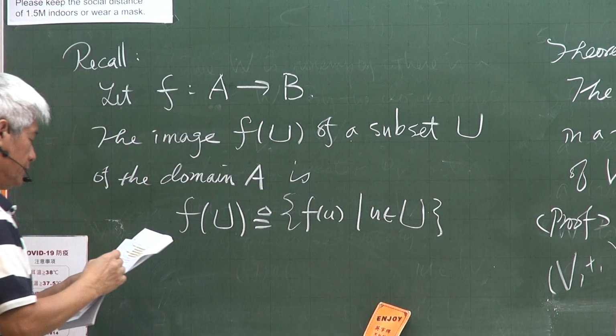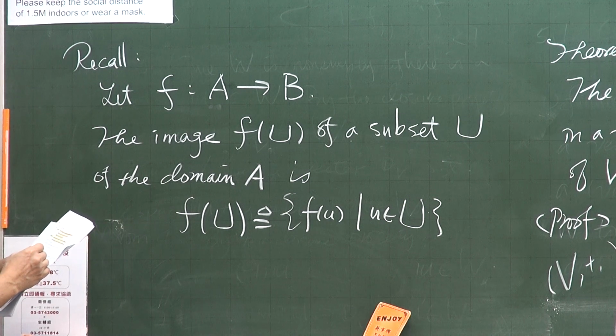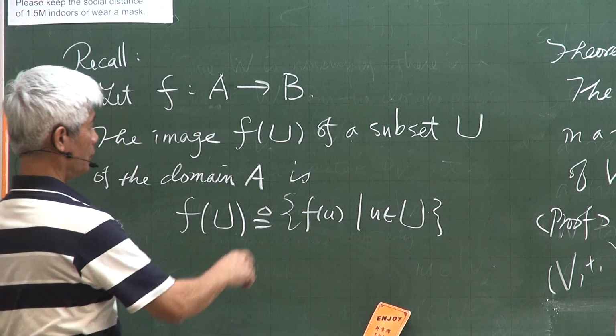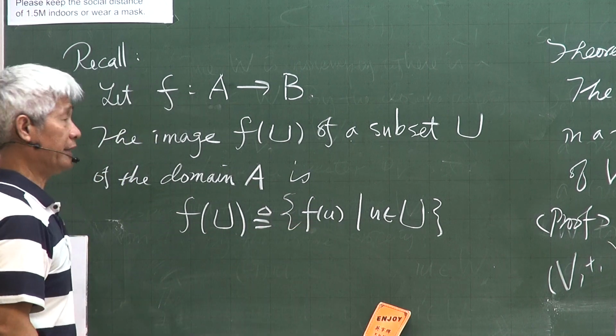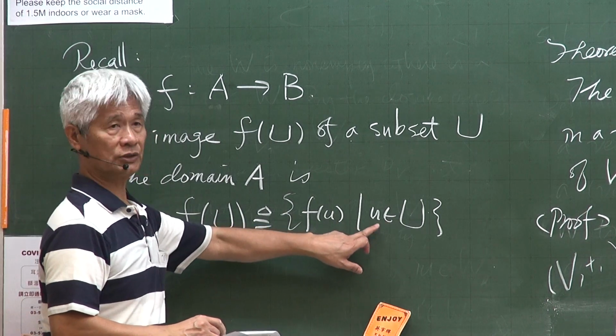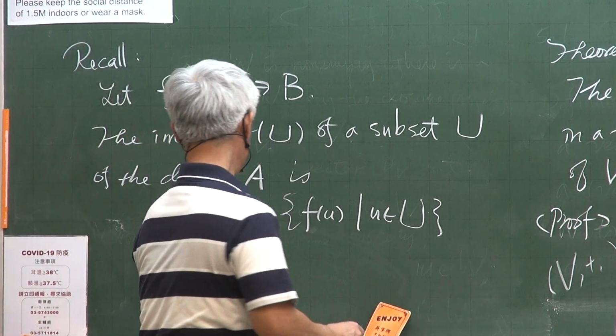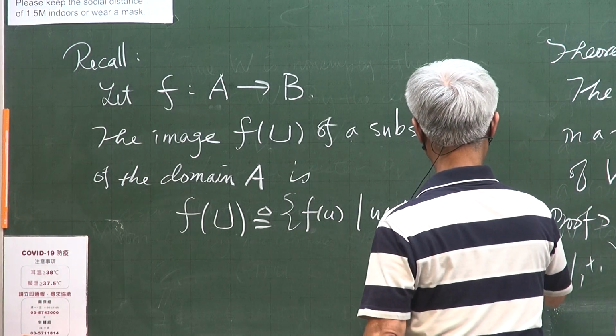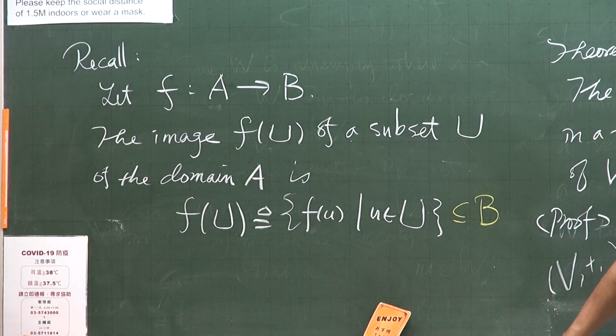It's just the collection of all the values of the function f at each element u. So you see that f of U is a subset of the codomain. Okay, a subset of the codomain.